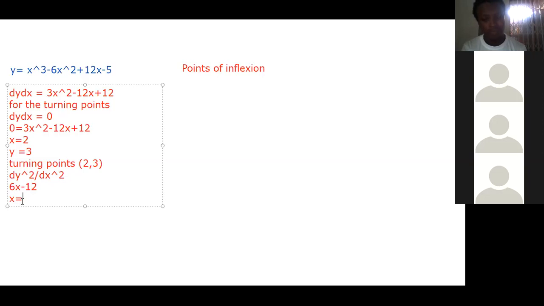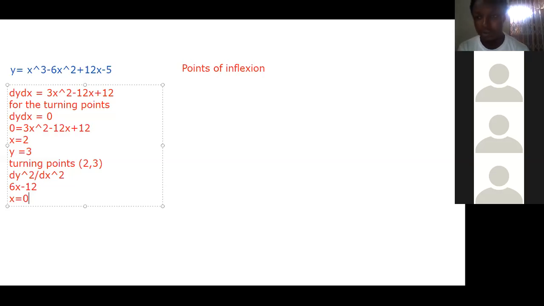It's 0. So you realize that when d squared y over dx squared is greater than 0, the stationary point is a minimum. When it is less than 0, the stationary point is a maximum. Now when it is 0, then the point is a point of inflection.